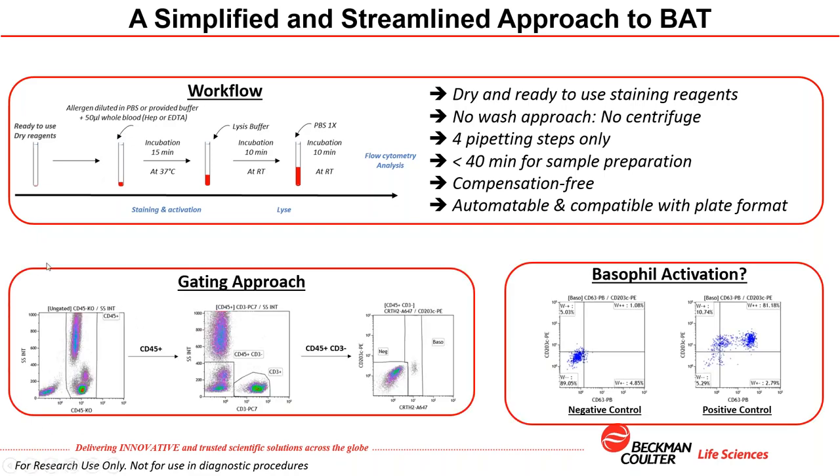The gating approach is the following. We first identify the leukocytes thanks to CD45 staining. We then exclude the T cells. And then, focusing on the low SS population, we can identify the basophils with a positive TH2 staining. The activation phenotype of the basophils is finally characterized, looking at both CD203c and CD63 activation markers. You can see here an example of what a negative control and a positive control look like.